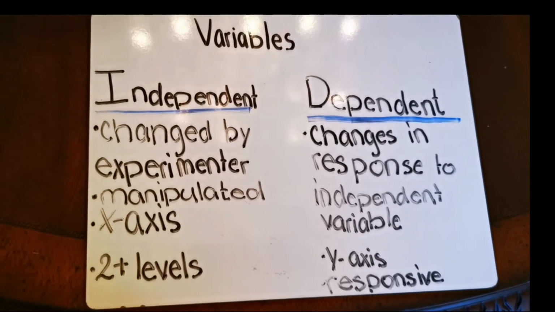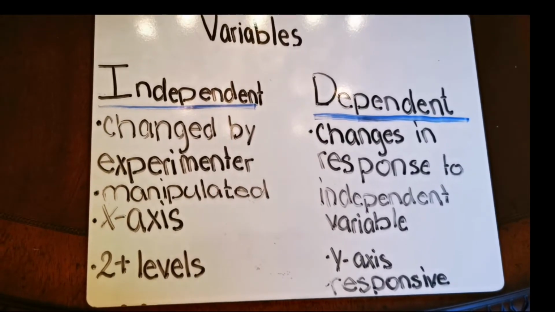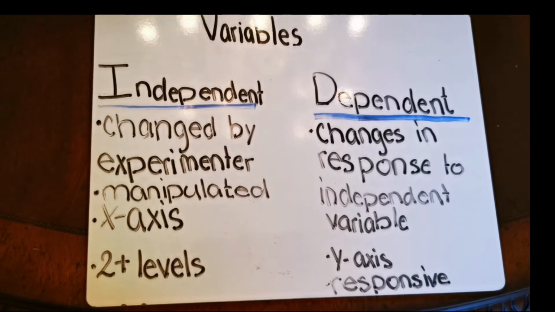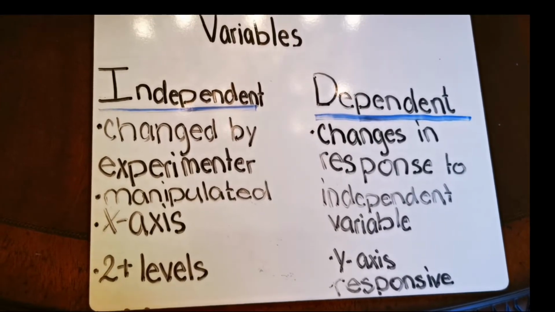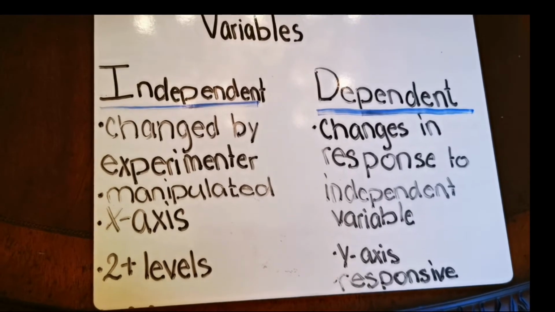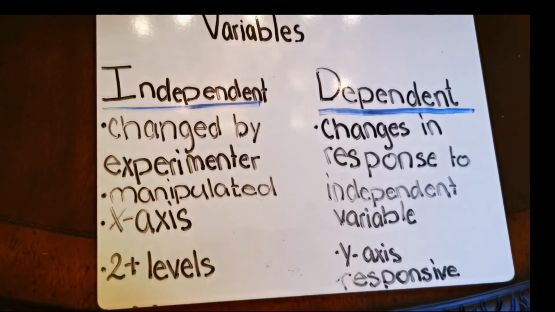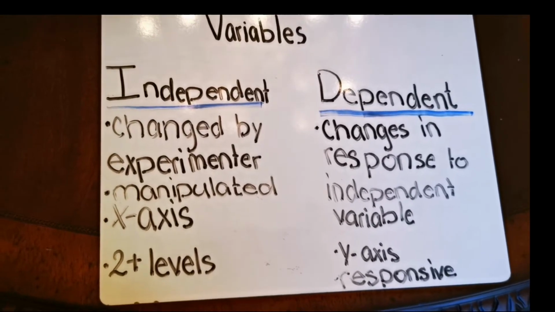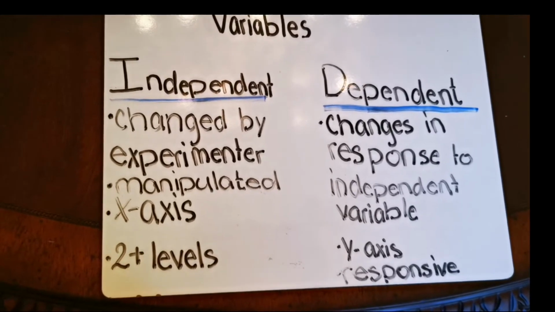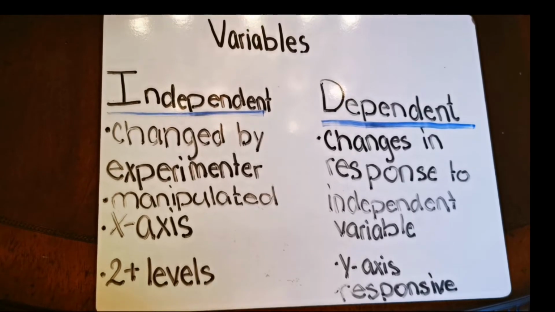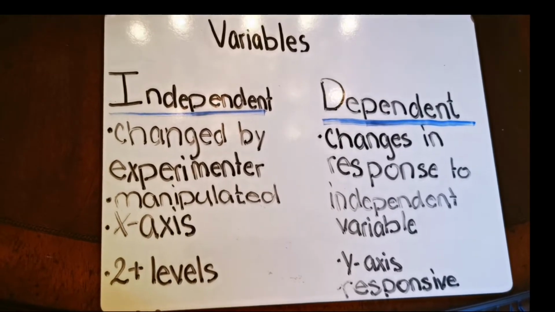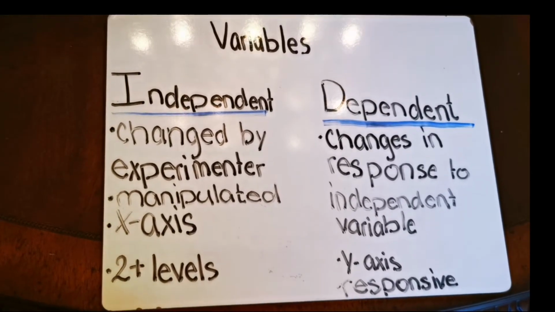An independent variable is changed by the experimenter or the scientist, so it could be called a manipulated variable. It's usually plotted on the x-axis and has 2 or more levels. Levels just meaning it could be the environment or the light, or if it's a plant, the water that the plant is getting, because an independent variable is just changed or controlled by the experimenter.